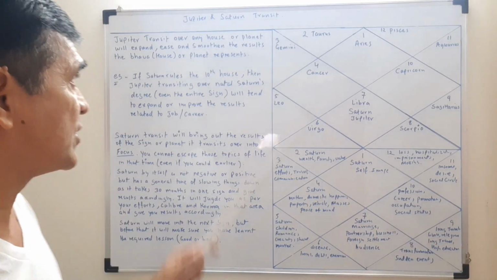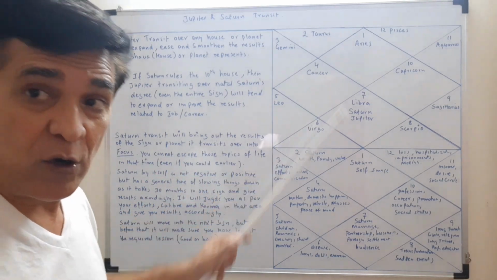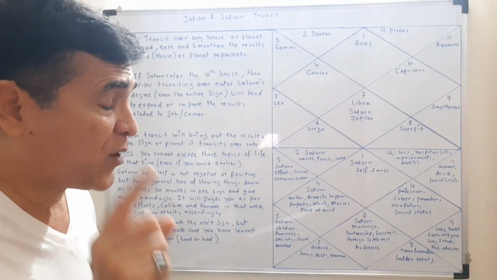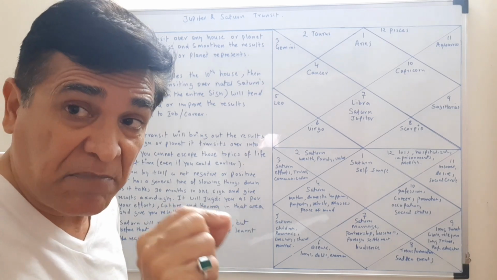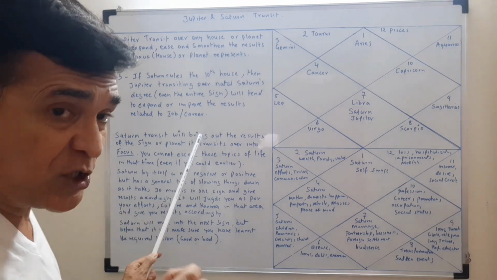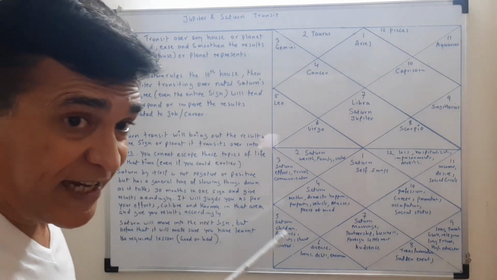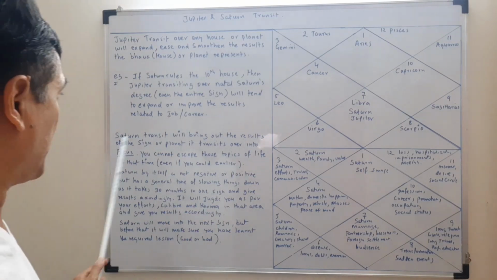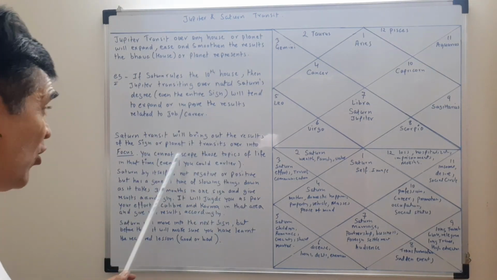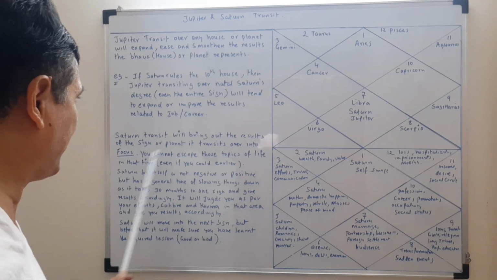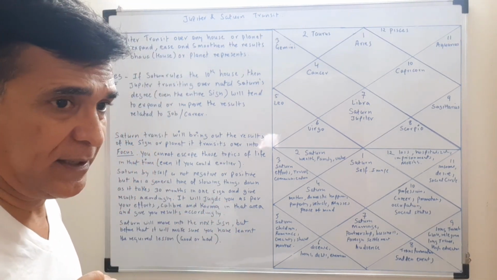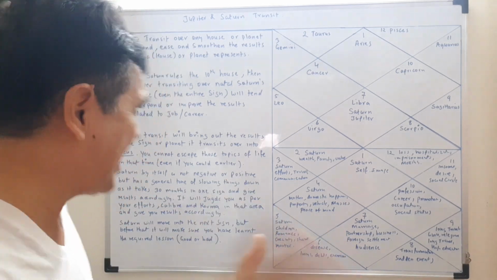We have to understand two things. Jupiter will remain in one sign for almost 13 months, whereas Saturn will remain in one sign for 30 months, that is 2.5 years. And what will happen? The transit of Saturn will bring the result of the sign or of the planet it goes over into focus. All of a sudden it will bring it into focus. You cannot escape those topics of life at that time. You cannot escape because this is a karmic planet. It will bring out the karma for good or bad, whatever it is.